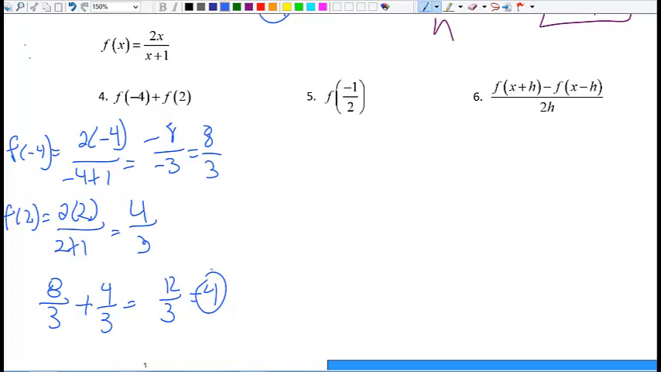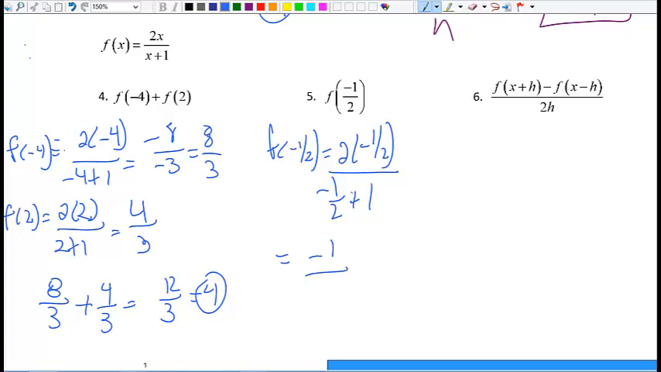Okay, number 5, we want to evaluate that at -1/2. So that's 2 times the -1/2 over -1/2 plus 1. Well, 2 times the -1/2 is -1, and the -1/2 plus 1 is just 1/2. And then if you remember your complex fraction rules, if you're dividing by a fraction, you multiply by its reciprocal. So this would be -1 times 2 over 1, which works out to be -2.